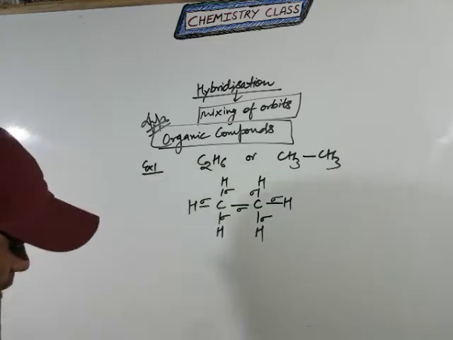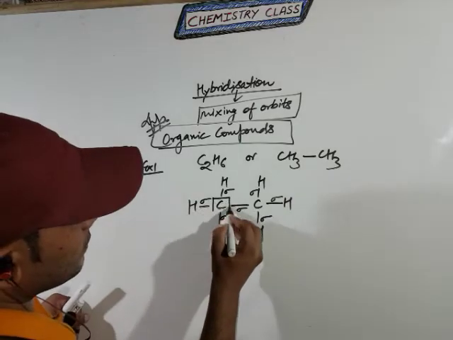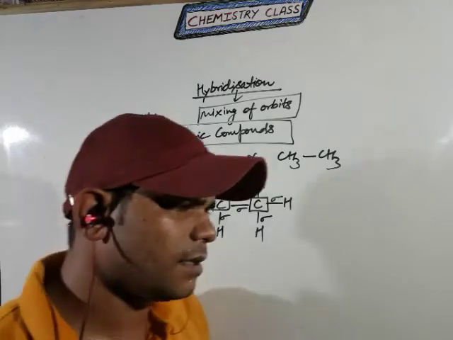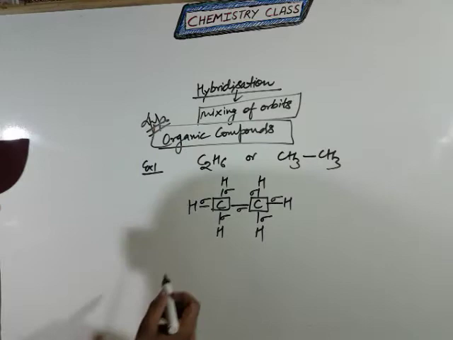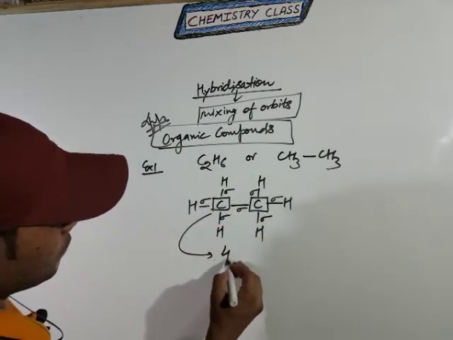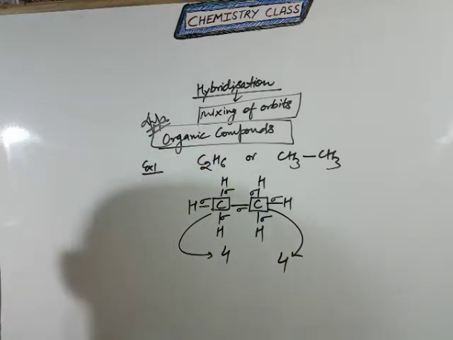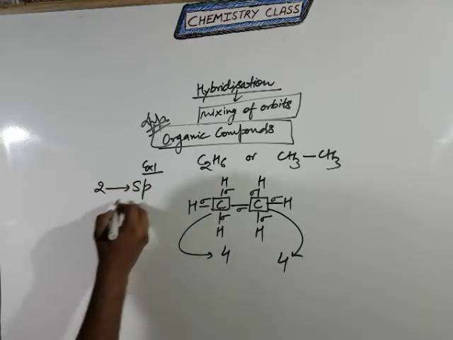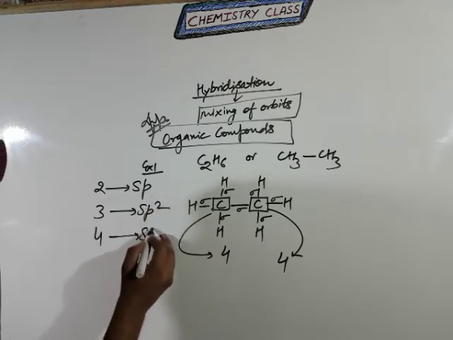Clear? So students, for calculating the hybridization, this is our central atom. This is also a central atom. So for each central atom, calculate the total number of sigma bonds nearest to it. The total number of sigma bonds is how much? 1, 2, 3 and 4. So in this case 4. In this case also how much? 4. So students, remember, if there are 2 sigma bonds, the hybridization is sp, for 3 it is sp2, and for 4 it is sp3.